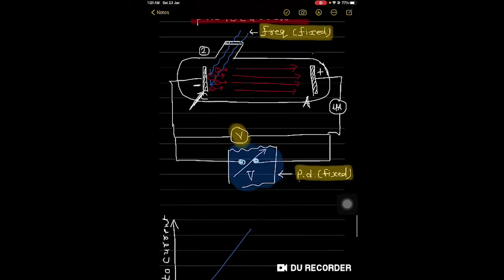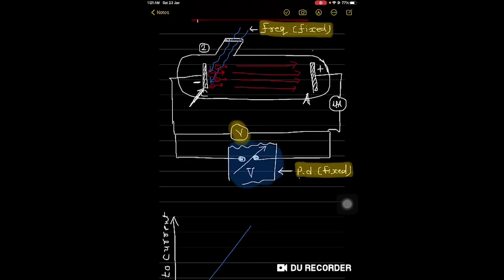Effect of potential difference on photoelectric current. This is again a very interesting and very important point. Here we will discuss two or three things simultaneously. For that, again we will focus on the given figure.